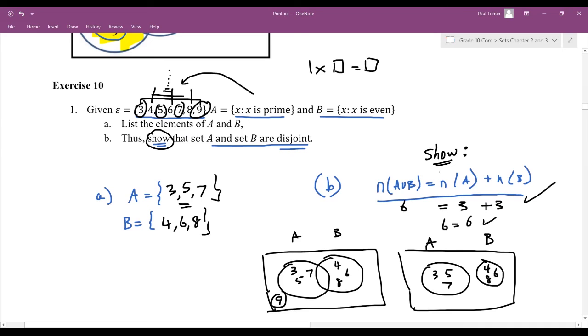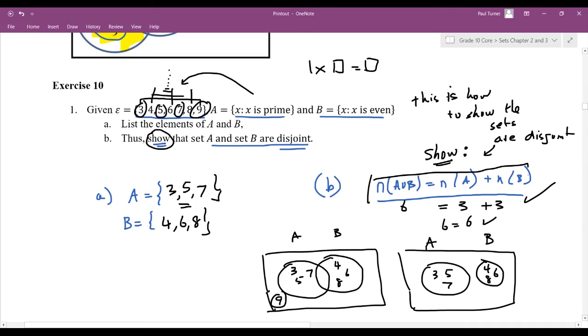So that's one way that you can show the sets are disjoint. This is how to show the sets are disjoint. I think you do it this way. This will be the best way, using this formula here. There's no intersection, so we've got nothing on the end here.